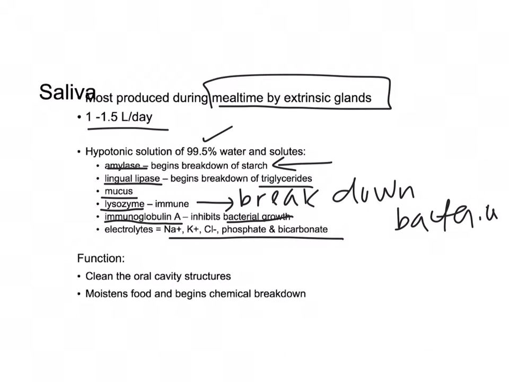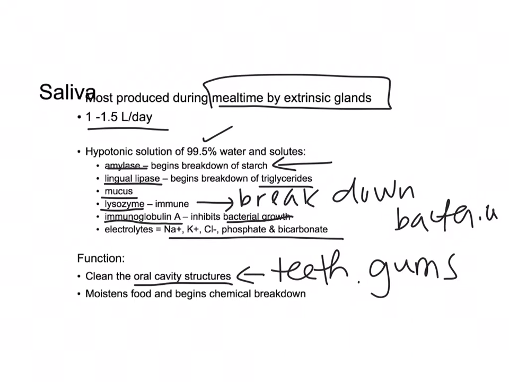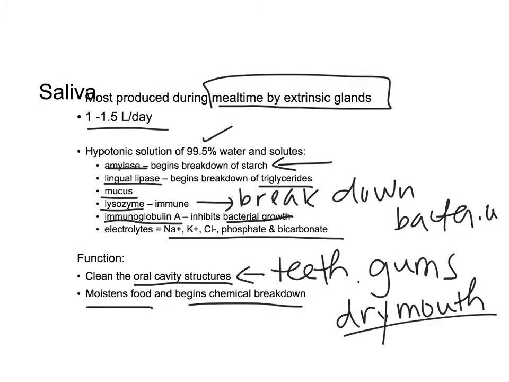Okay, so the function of saliva is it's going to keep the oral cavity structures clean, like your teeth and your gums. Nowadays there are so many medications out there that cause dry mouth that people have a lack of saliva in their mouth, and then they end up with a lot of cavities or gum disease. So it's really important to have enough saliva in your mouth. The second thing that it does is it's going to moisten the food and make it stick together, and then it starts the chemical breakdown of the food.